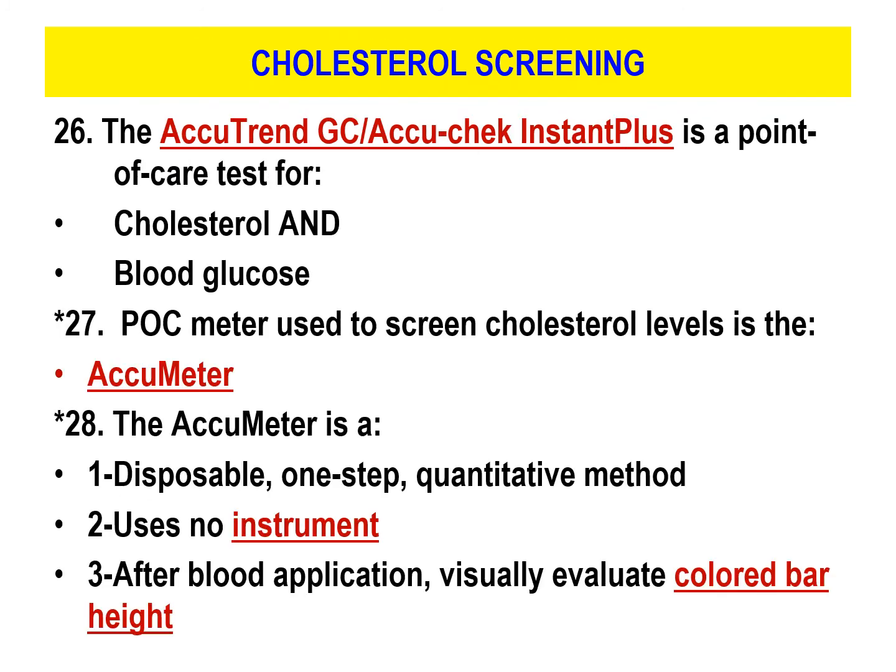Then we have the Accutrin GC AccuCheck InstaPlus. It's a point of care testing. It tests for cholesterol, and it can also test for your blood glucose. Because as we know, a lot of times if you're diabetic, you may be morbidly obese, which could lead to bad diets, which will lead to high cholesterol, right?